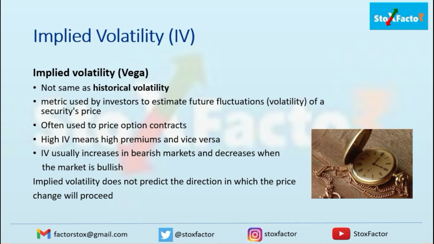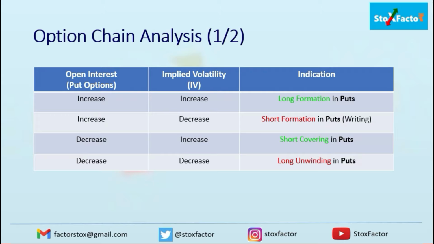Now friends, let's see quickly what is the relation between the open interest and implied volatility and what indication you can make based on that. So now let's talk about the put options. If the put option open interest is increasing and the implied volatility is also increasing, it means long positions are made in puts. So basically buyers are more dominant than sellers at that particular strike price, because people are expecting the underlying security to fall.